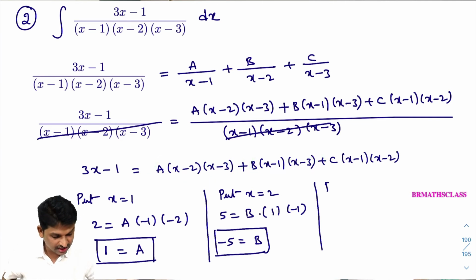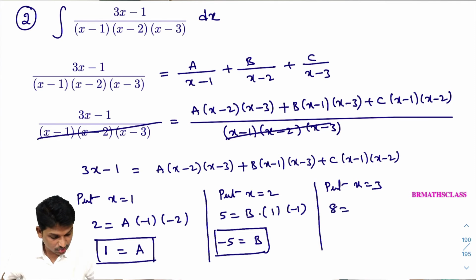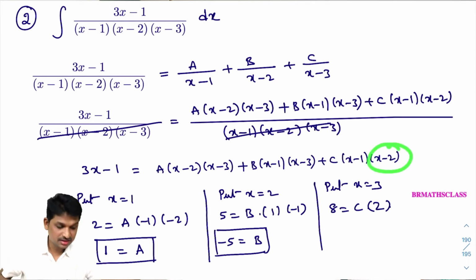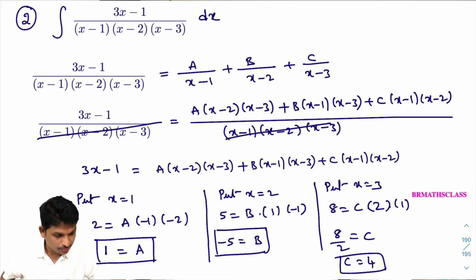So you put x equal to 3. Put x equal to 3 here. 3 threes are 9. 9 minus 1 is 8. 8 equal to, when we put x equal to 3, this will become 0 and this also will become 0. And this, c into 3 minus 1, which is 2, into, here c is 3, 3 minus 2 is 1. That equals 8 by 2. So c is 8 by 2, so c equal to 4. I got c value also.